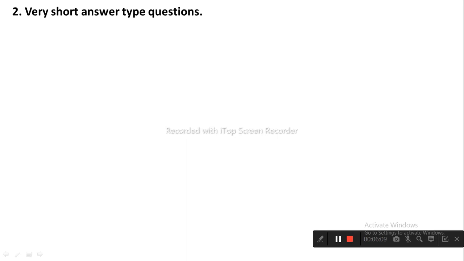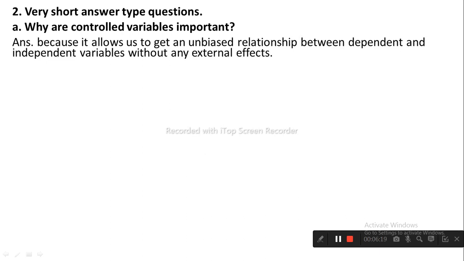Now we will move towards group B, and in group B comes the very short answer type questions. So the first question is, why are control variables important? We know that control variables are important because they allow us to get an unbiased relationship between dependent and independent variables without any external effects.